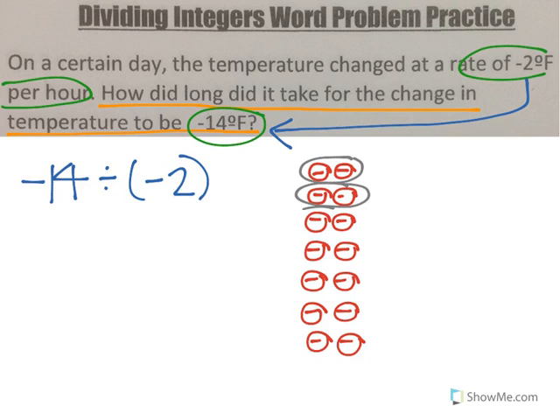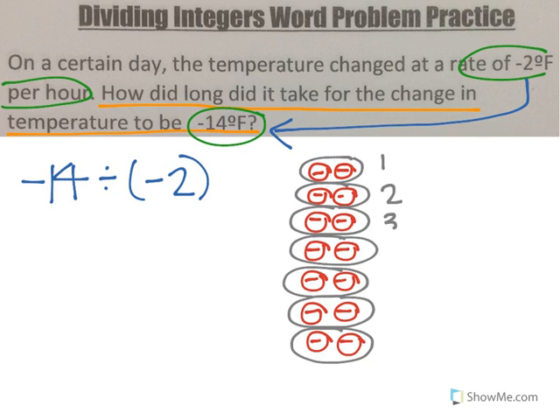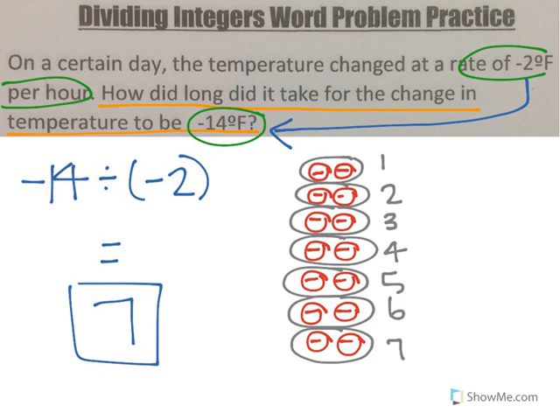This is negative 2, negative 2, negative 2, negative 2, negative 2, and negative 2. So I have several groups of negative 2, and that number of groups is what I want to find. That's the answer to my problem. So if I count those groups, 1, 2, 3, 4, 5, 6, 7, I have 7 groups, each containing 2 negative integers, for a total of 14 negative integers. So negative 14 divided by negative 2 is going to give me positive 7.